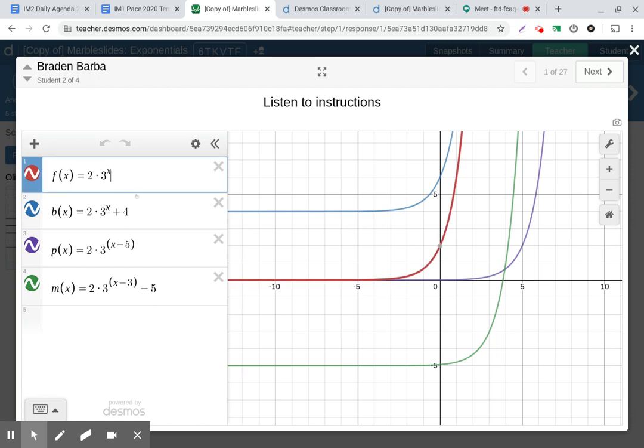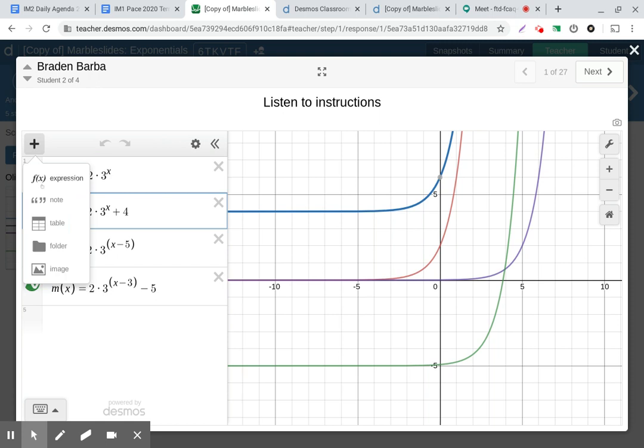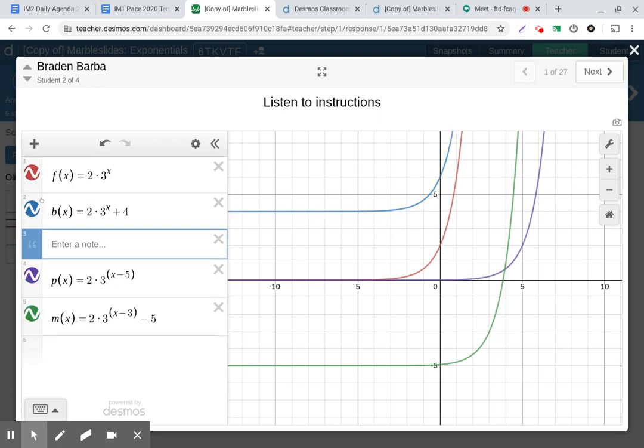So can you guys click on one of these, and you're going to press the plus and then press note. And you're going to put up 4 units. And you're going to write the Y's change only. Does that make sense? 4 units. So only the Y's change, correct? The X's stayed exactly the same.